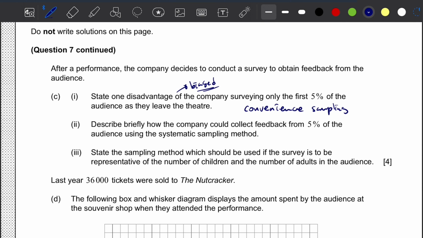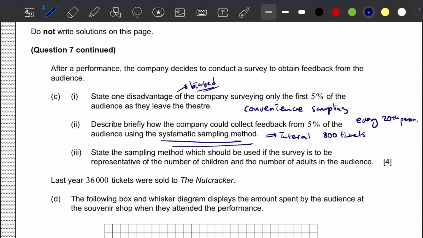Then CII, we need to describe briefly how the company could collect feedback from 5% of the audience using the systematic sampling method. Systematic sampling means that we need to have an interval when choosing the sample. Since we have 800 tickets, if we choose every 20th person, we will have a sample using the systematic sampling method.